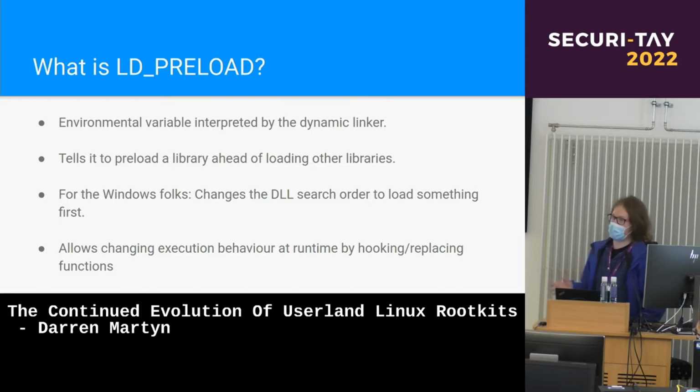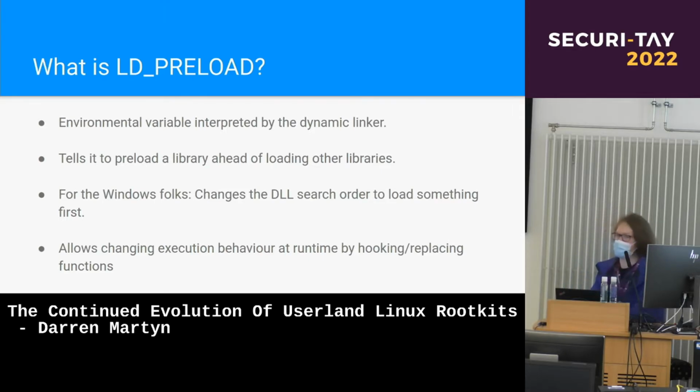So there's a whole category of Linux userland rootkits that are ring 3, they run in user mode, they don't touch the kernel, they're not like kernel space rootkits, and they're all based on LD preload. LD preload is an environment variable interpreted by the dynamic linker that tells it to preload a library ahead of loading other libraries. So you change the search order, so when a program looks for a function like strcpy or whatever, it'll take one from our preloaded library instead of taking one from libc.